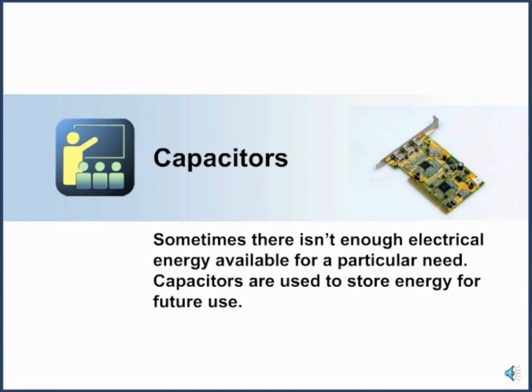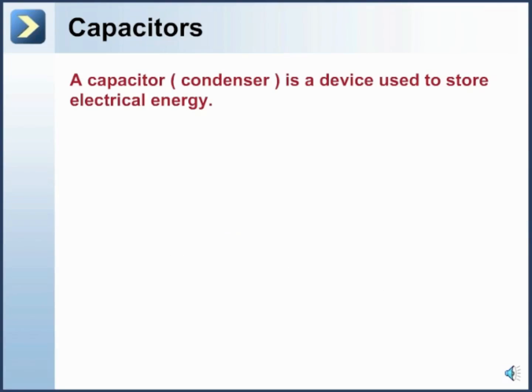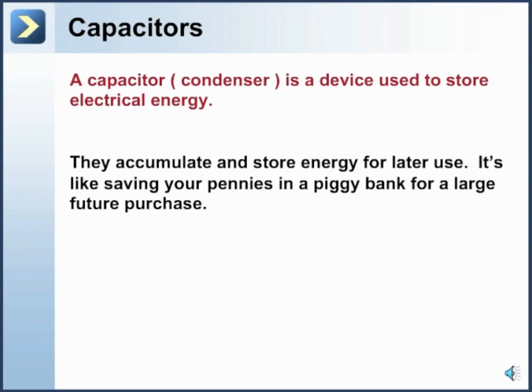Sometimes there isn't enough electrical energy available for a particular need. Capacitors are used to store energy for future use. And that's because sometimes you need sudden bursts of power, and so you save up the charge for a later time. A capacitor, old-fashioned name condenser, is a device used to store electrical energy. They accumulate and store energy for later use. It's like saving your pennies in a piggy bank for a large future purchase. You can't buy something for a penny, but if you save up enough pennies, one day you'll have many dollars.